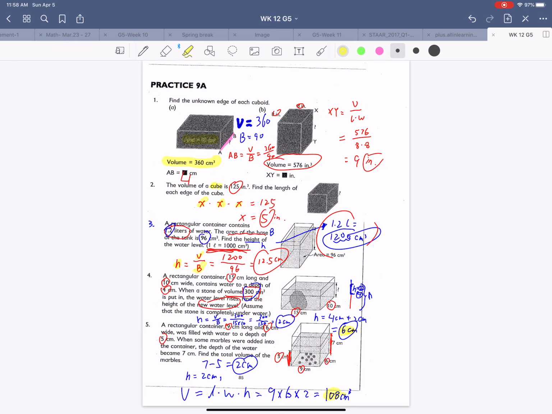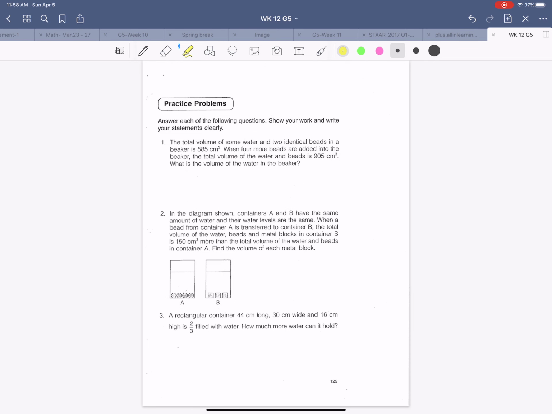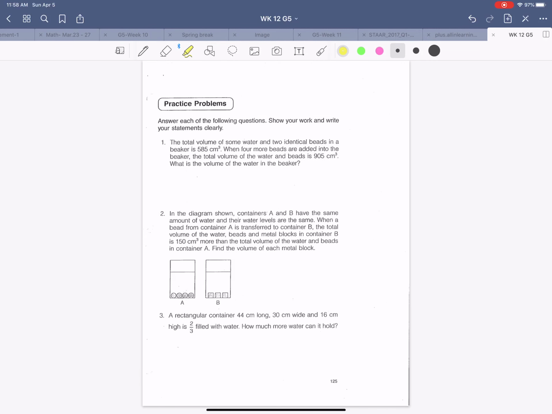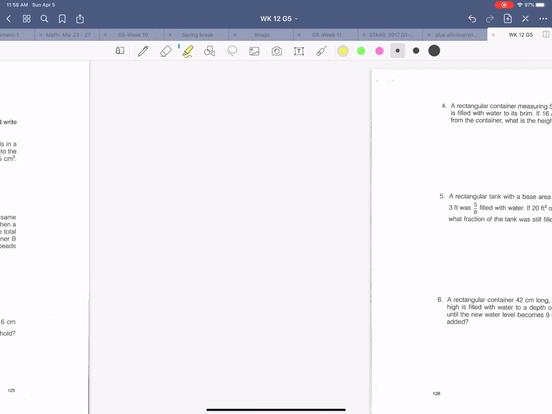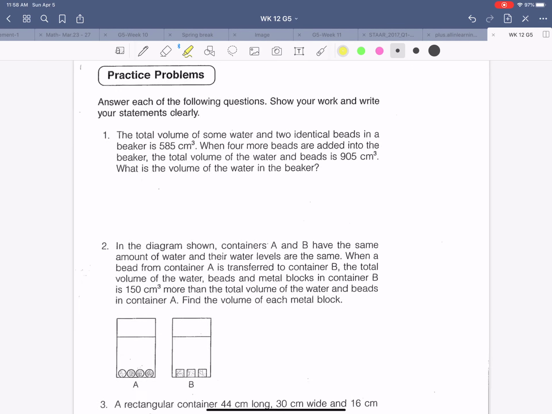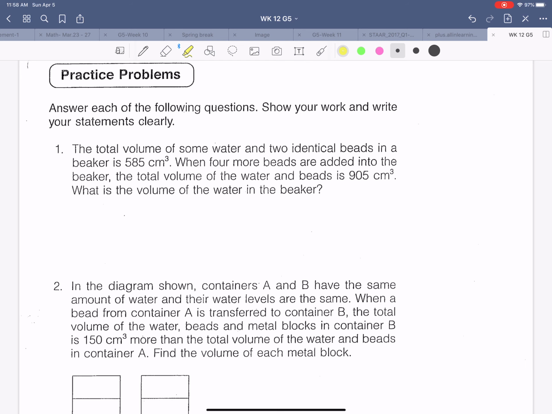Alright, that's this page. The practice problems, I'm not going to go through every single one. I'm just going to go through only 3 questions with you, the 3 most challenging ones. Practice problem number 1. Let's go ahead and read the question by yourself.